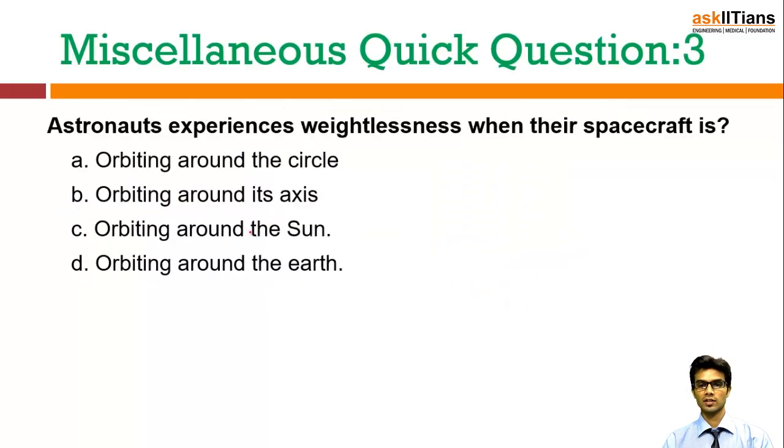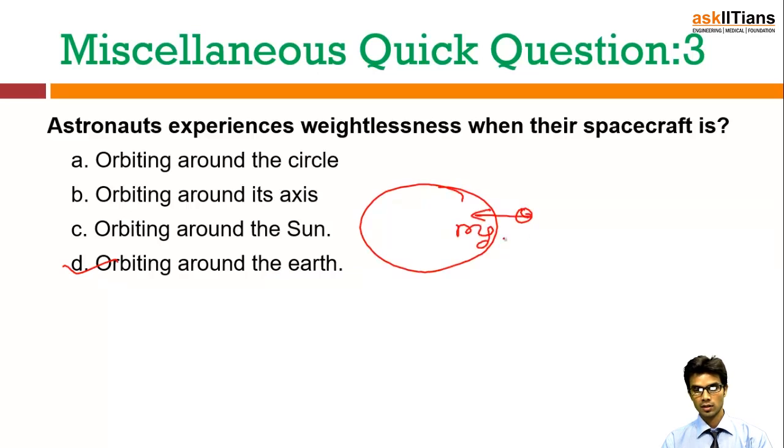Next question. Astronauts experience weightlessness when their spacecraft is orbiting around the circle, the axis, the sun, or the earth? Because this is the earth, this is mg and this is m omega square r. For Earth only this will be mg, because for other planets g will be changed. So orbiting around the earth will be the answer.